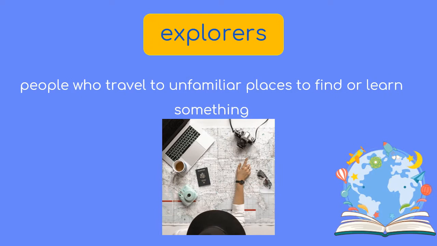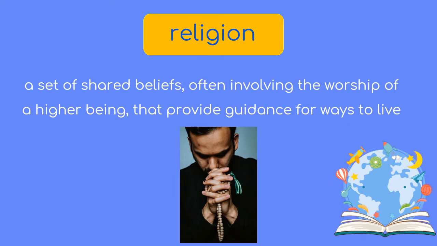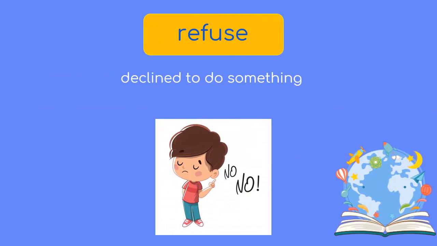Explorers. Explorers are people who travel to unfamiliar places to find or learn something. Religion. Religion is a set of shared beliefs, often involving the worship of a higher being, that provide guidance for ways to live. Joseph says his daily prayers as part of practicing his religion. Refused. Refused means declined to do something. My brother refused to put his boots on before he went out to play in the snow.